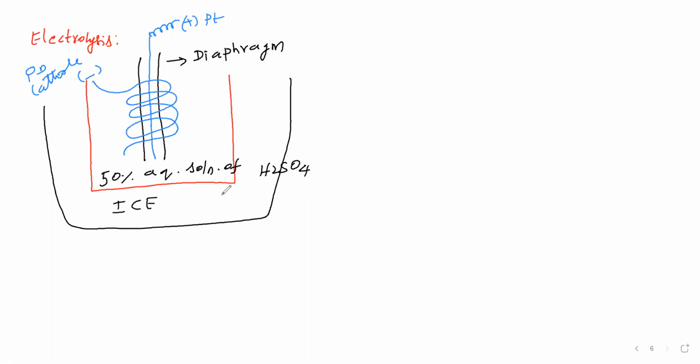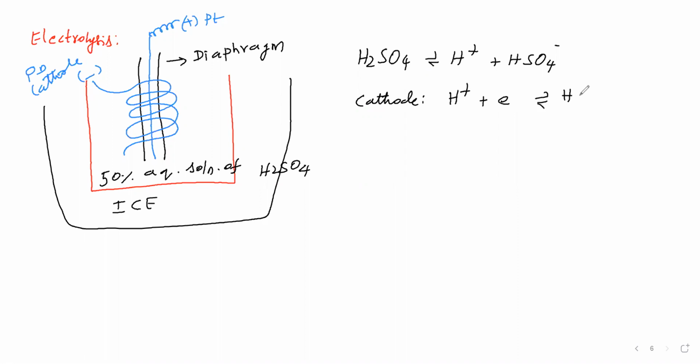Now we have taken sulfuric acid. This sulfuric acid undergoes ionization, giving H+ and bisulfate HSO4-. Next we will see the cathodic process. At the cathode, H+ goes to the cathode, takes an electron and becomes a hydrogen atom. A hydrogen atom combines with another hydrogen atom and becomes hydrogen gas. So at the cathode we get hydrogen gas.